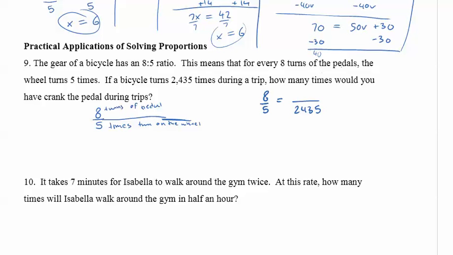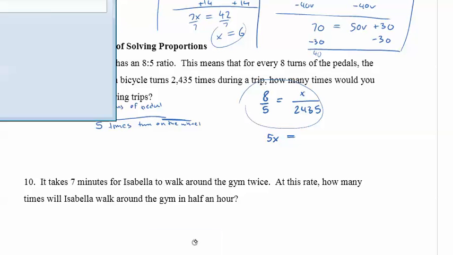It's asking how many times would you have to turn the pedal in order to get 2,435, given that when you turn it 8 times, you get 5 turns on the wheel. So really what we're looking for is how many times you have to turn the pedal. So now we have an equation. Now you can multiply out using the relationship. So a times b, which is 5 times x, equals 8 times 2,435. Just quickly use a calculator for that.